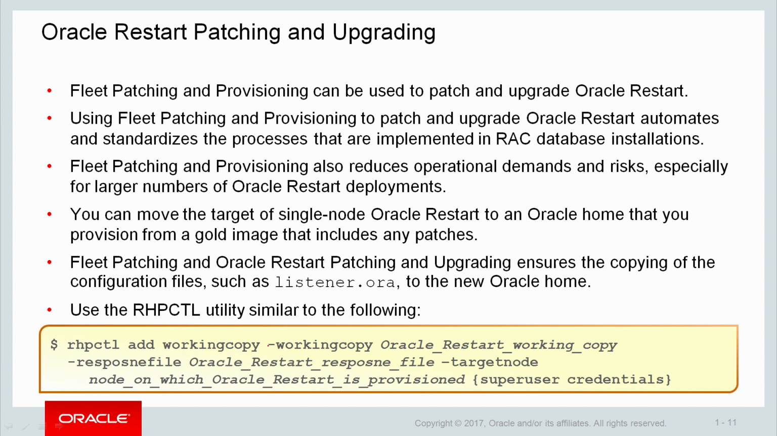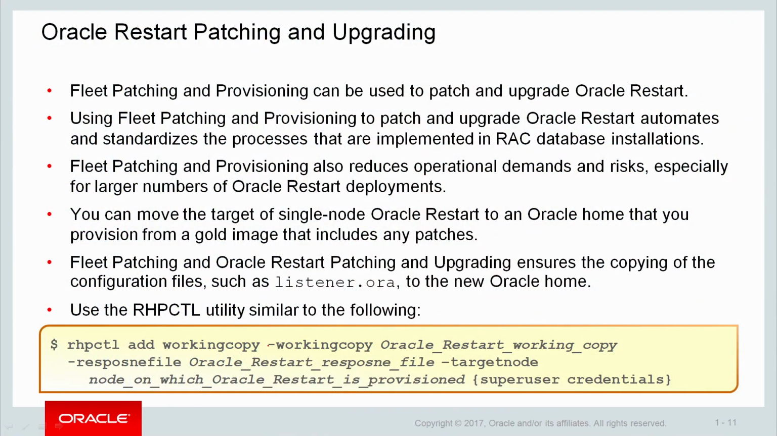So Fleet Patching Provisioning can be used to patch and upgrade Oracle Restart, just like it can for grid infrastructure for a cluster and the database software. Using Fleet Patching Provisioning to patch and upgrade Oracle Restart automates and standardizes a process that is implemented in RAC database installations. So we can use the same techniques for grid infrastructure for a cluster, grid infrastructure for a standalone server, and for the RAC and standalone database software. Fleet Patching Provisioning also reduces the operational demands and risks, especially for larger numbers of Oracle Restart deployments.